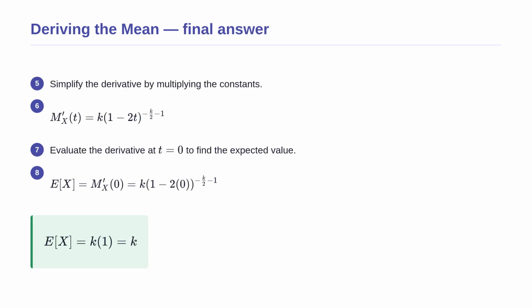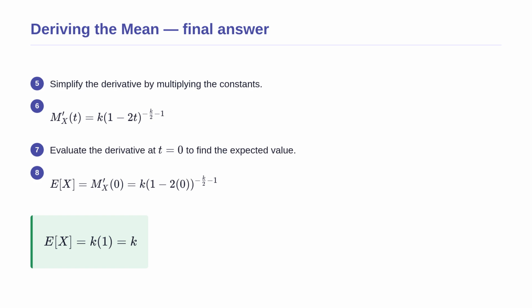Continuing from our derivative, we can now evaluate it to find the final mean. First, we simplify the expression. The negative signs cancel out to become positive, and the 2 in the numerator cancels perfectly with the 2 in the denominator. This leaves us with a much cleaner derivative function.